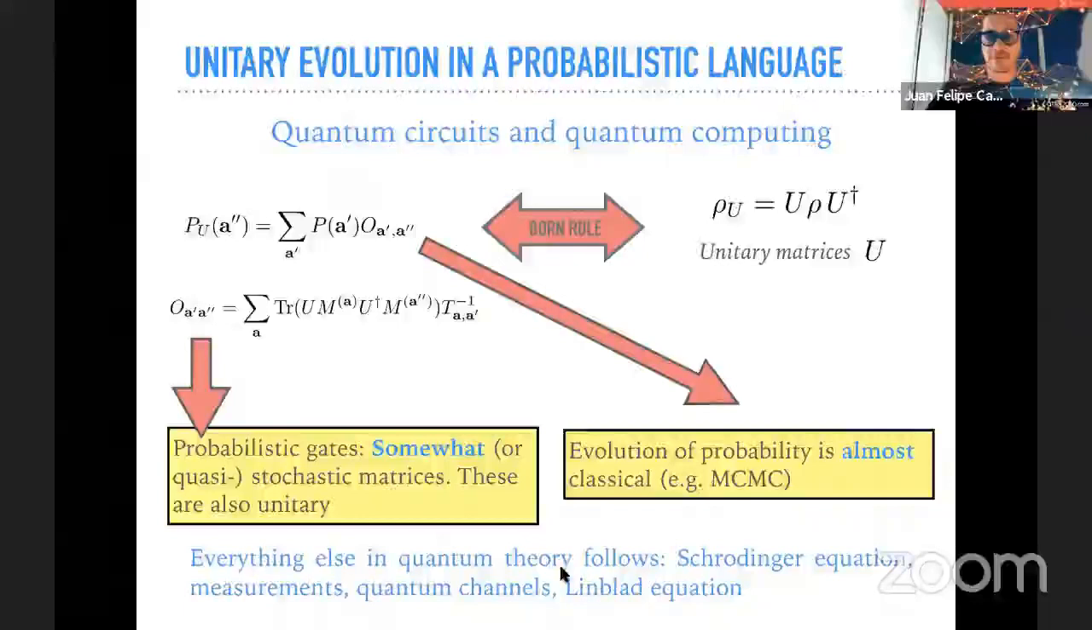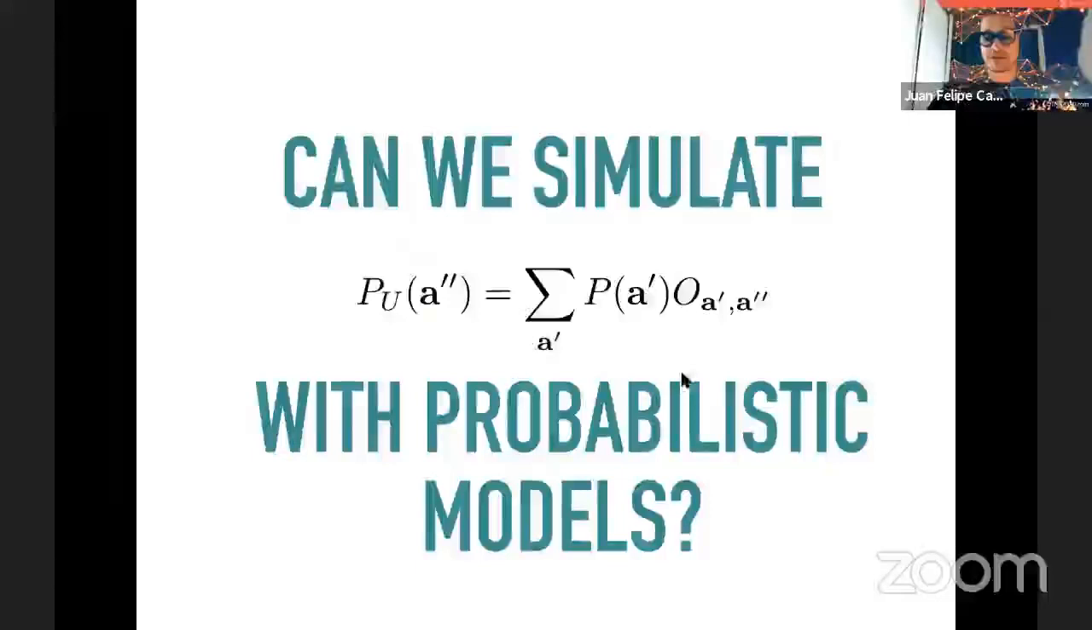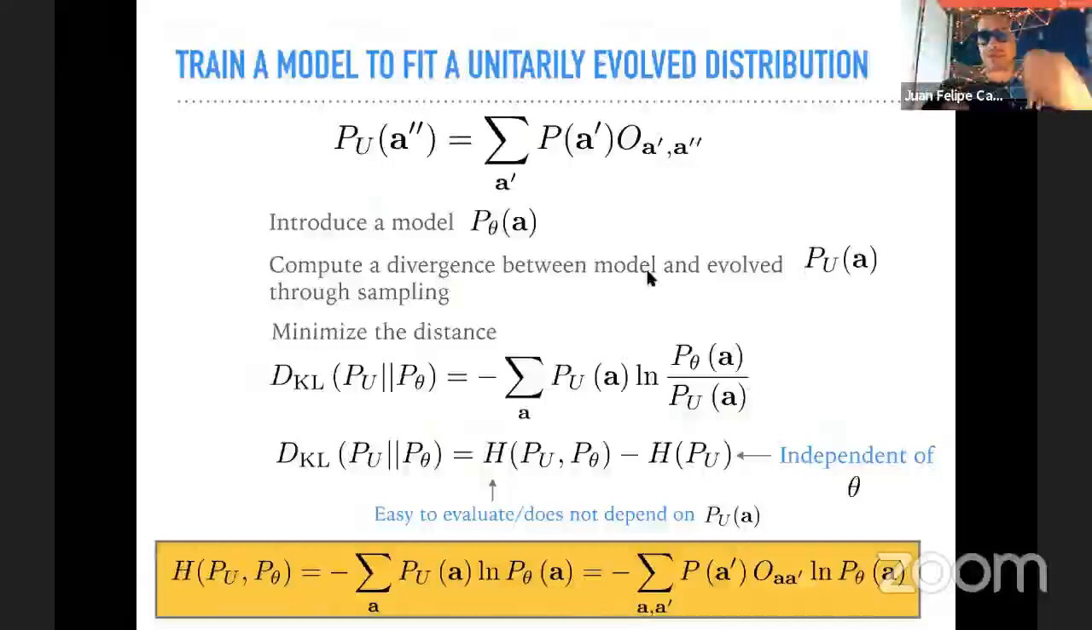The question is, can we simulate this evolution, unitary evolution, or evolution in general? This is more general than unitary. So this equation gives you time evolution, even if your system is subject to dissipation, for instance. So can we do it with probabilistic models? And the answer is we can try. We can try to fit a model to the unitary evolved distribution PU. The first attempt at doing this is we introduce a model P theta that is going to be fitting PU, even though we don't know what it is, right?